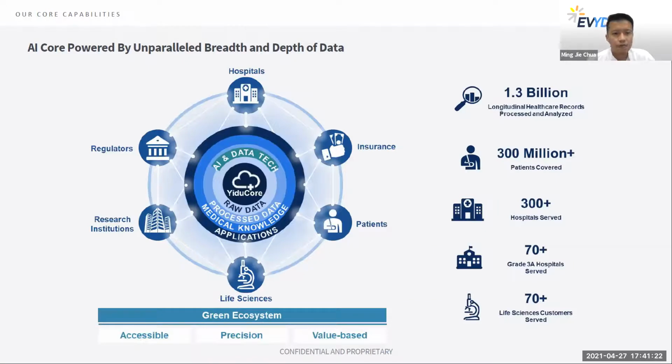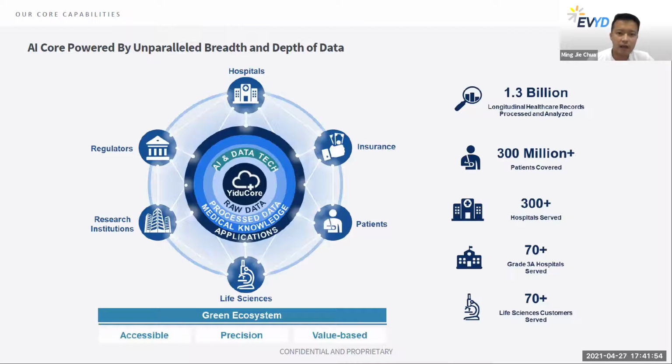Here is an overview of our core capability, which we term E2 Core. There are 3 levels to which we define E2 Core. The first level is our data processing capability, and that is gained from processing cumulatively over 1.3 billion longitudinal healthcare records from over 300 million patients from more than 300 hospitals served by our parent company, E2Tech.